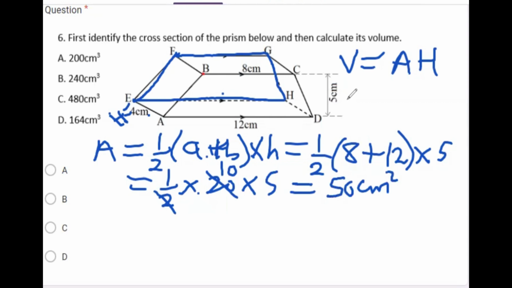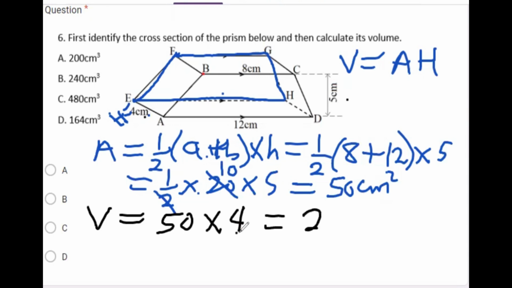The volume of this prism becomes V equals area of the cross section, that is the 50 we got, times the height, the perpendicular distance between the two cross sections, which is this 4, FA, times 4. And that means 50 times 4 will give us 200 centimeters cubed. That's the volume of this prism. And we go for A.